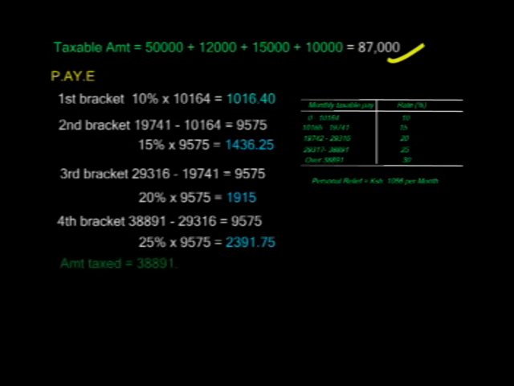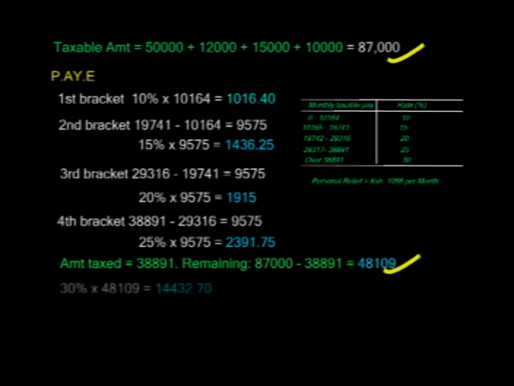So far, I have taxed 38,891. The amount remaining from the 87,000 is the difference between these two figures, and I have 48,109. I subject this amount to the fifth bracket. 30% of this gives me 14,432.70 cents.